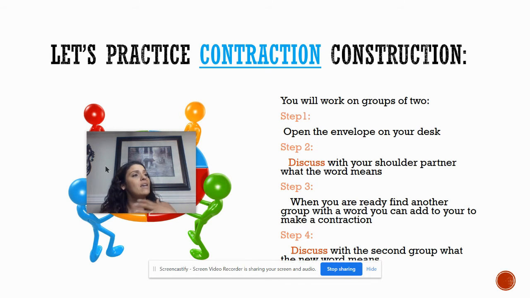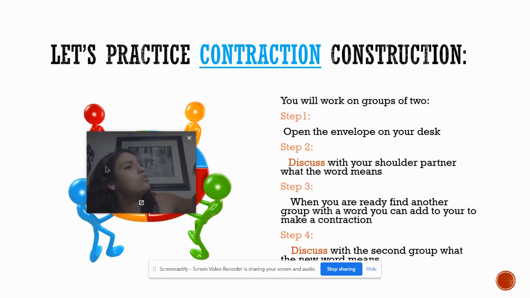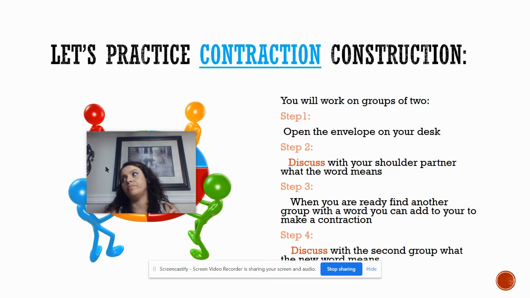You're going to say, I think, partner A, I think the word can means... Partner B, do you agree or disagree with what that means? Okay? Third, when you are ready, find another group.